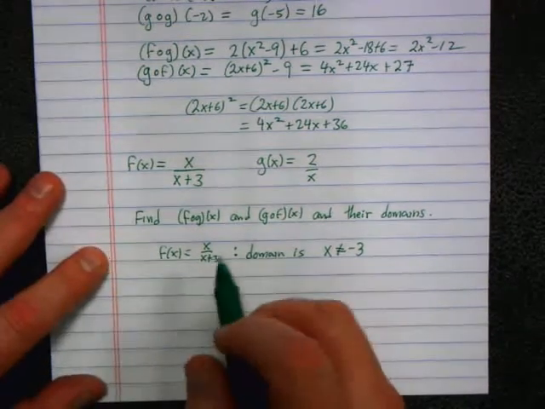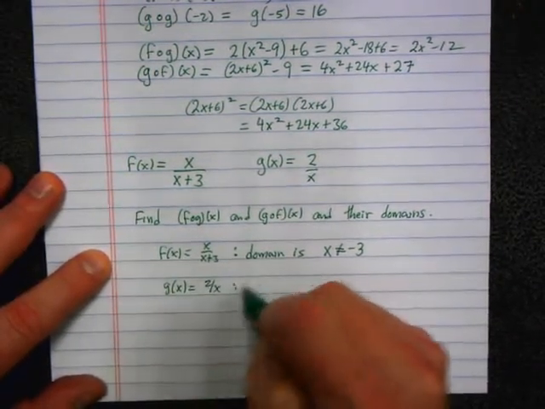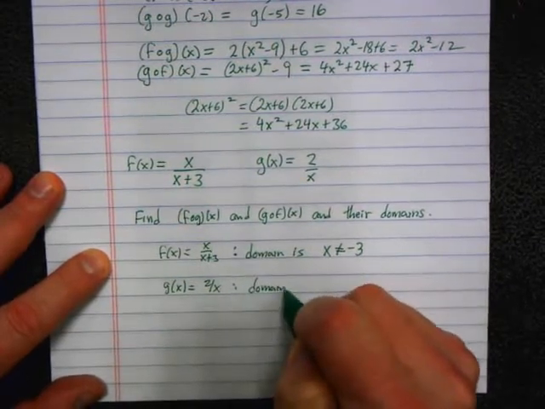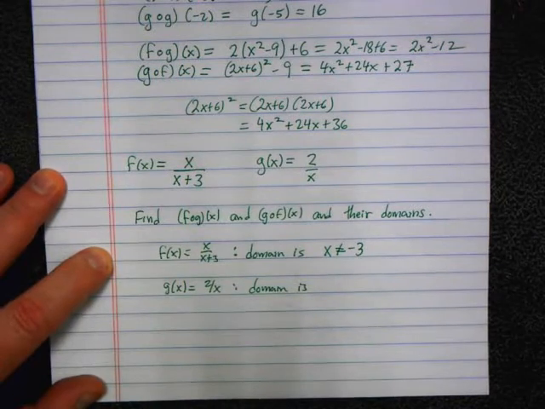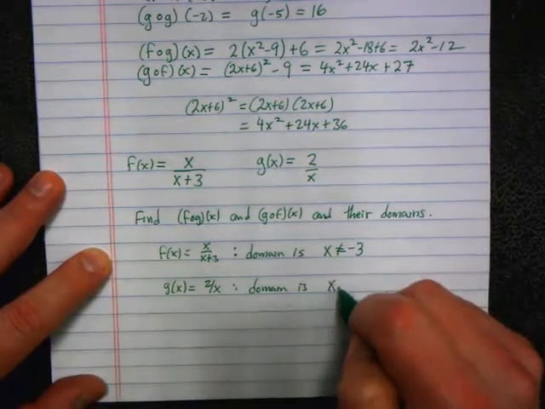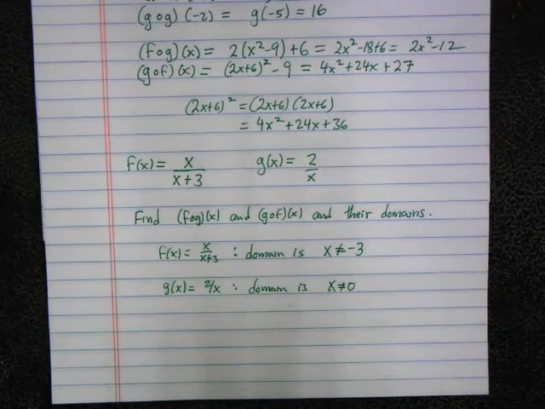And how about for g of x? G of x is 2 over x. Domain is x can't be 0, because that would give me 0 on bottom. Okay, so that's what we have to worry about with those fractions. We have to make sure we don't divide by 0.